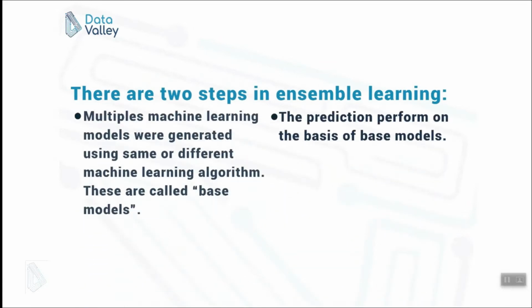In general, there are two main steps in ensemble learning. The first one requires building multiple machine learning models from the same or different algorithms, and they are called base models. Then, the final and overall prediction is performed based on the base models.